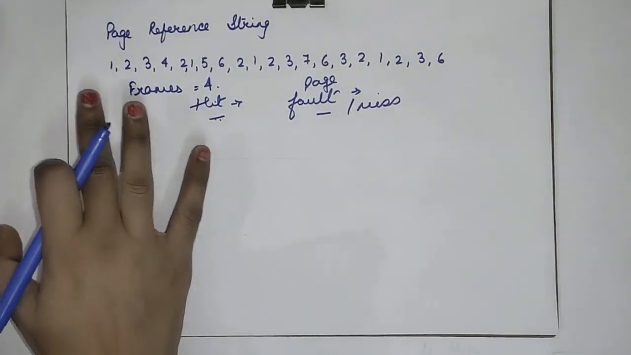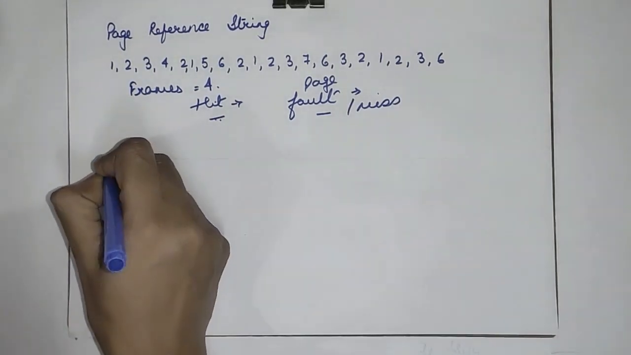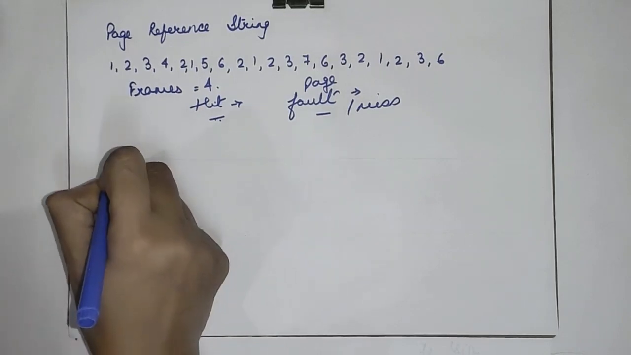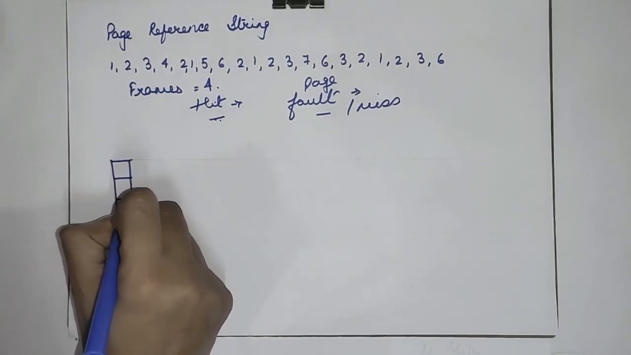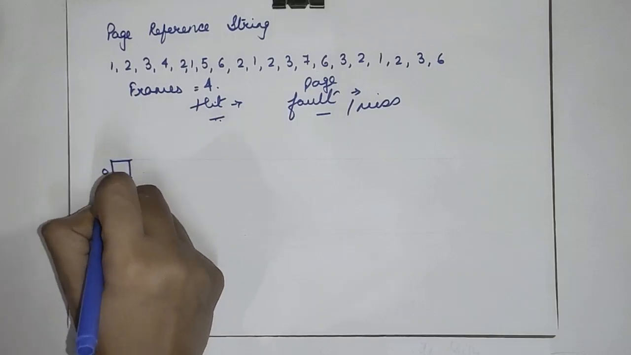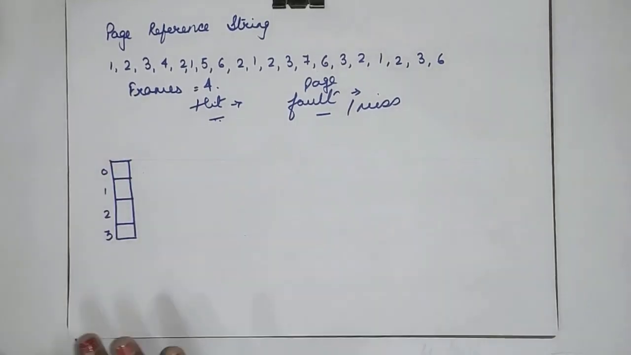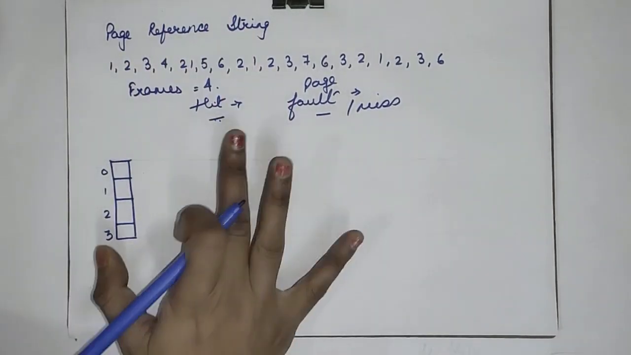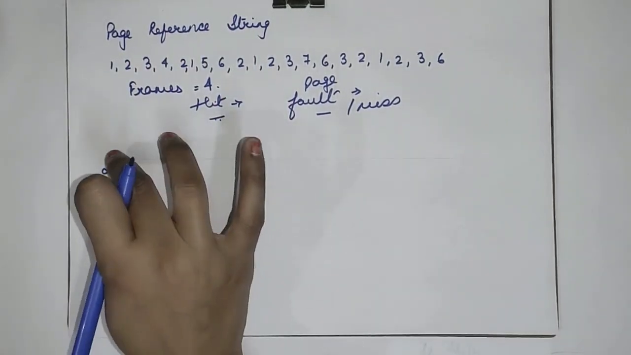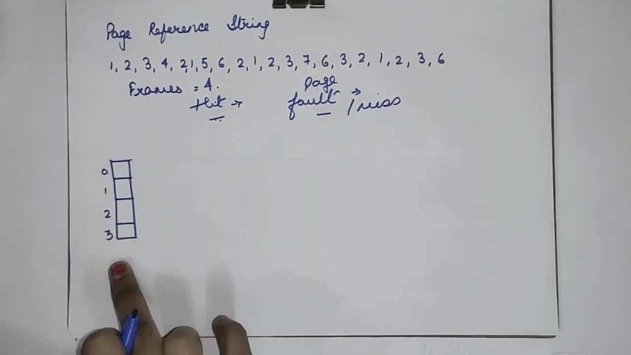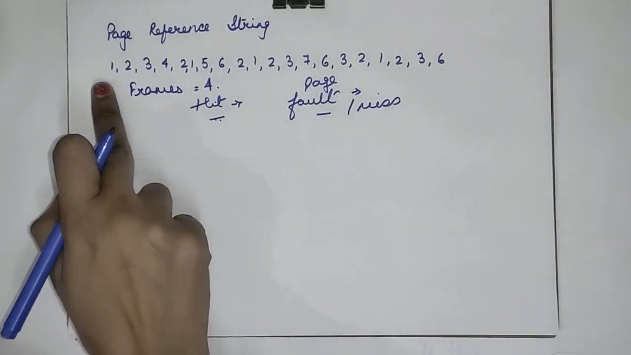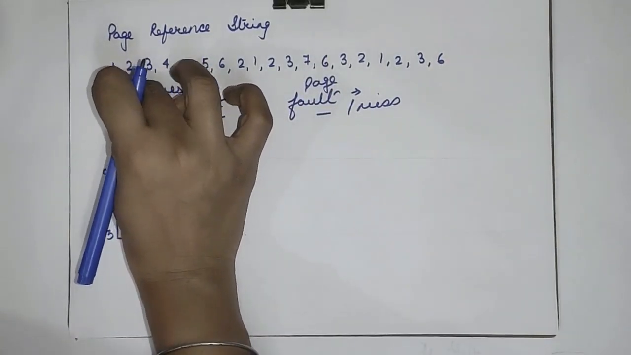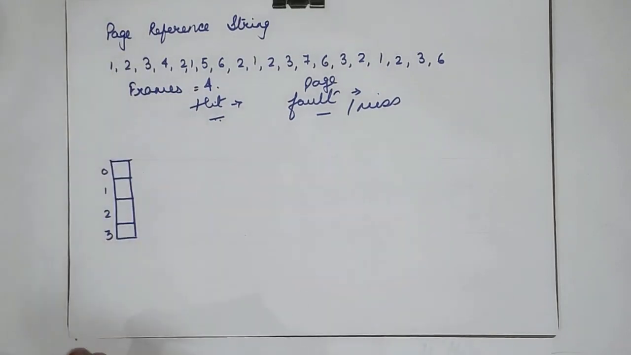So initially all the frames are empty. Let's suppose, like here I am drawing the frames, maybe 0, 1, 2, 3. Initially it is always the case that none of the pages is present in your memory. So what we need to do is see the string and check what page is required, and then we call that page and insert it in memory.